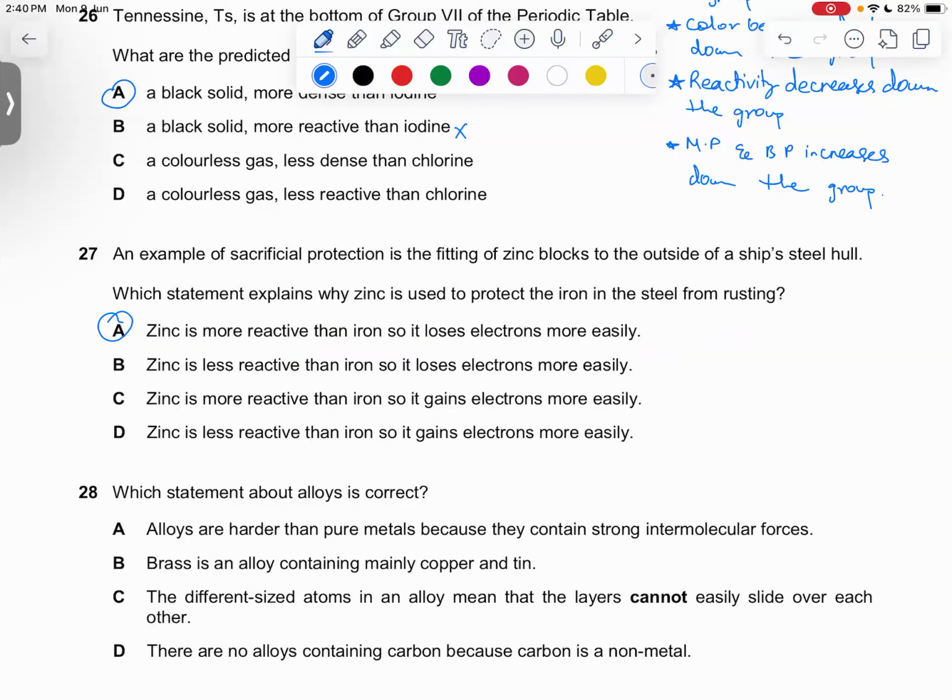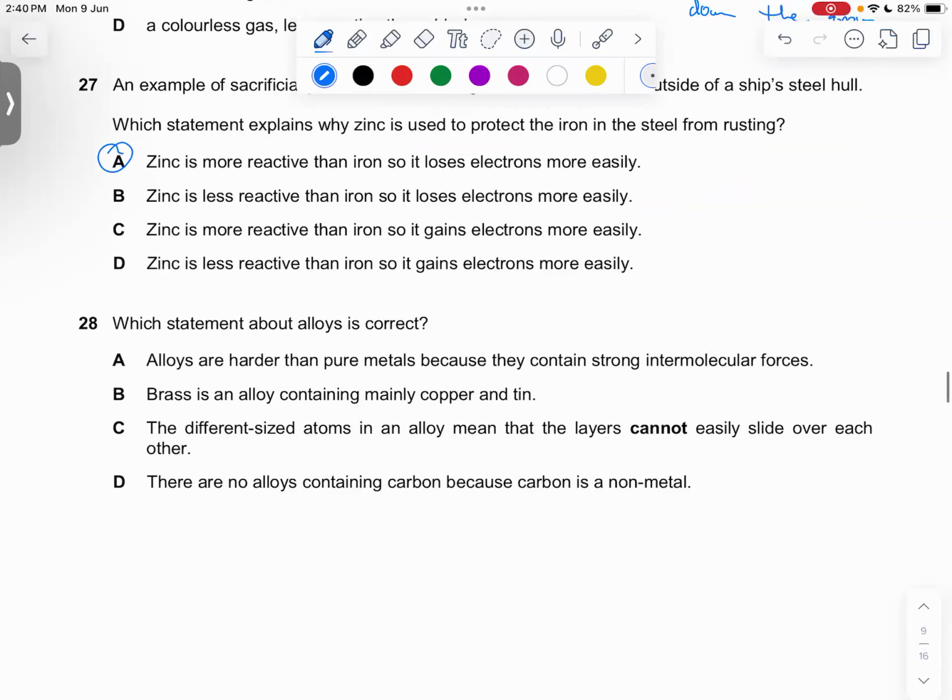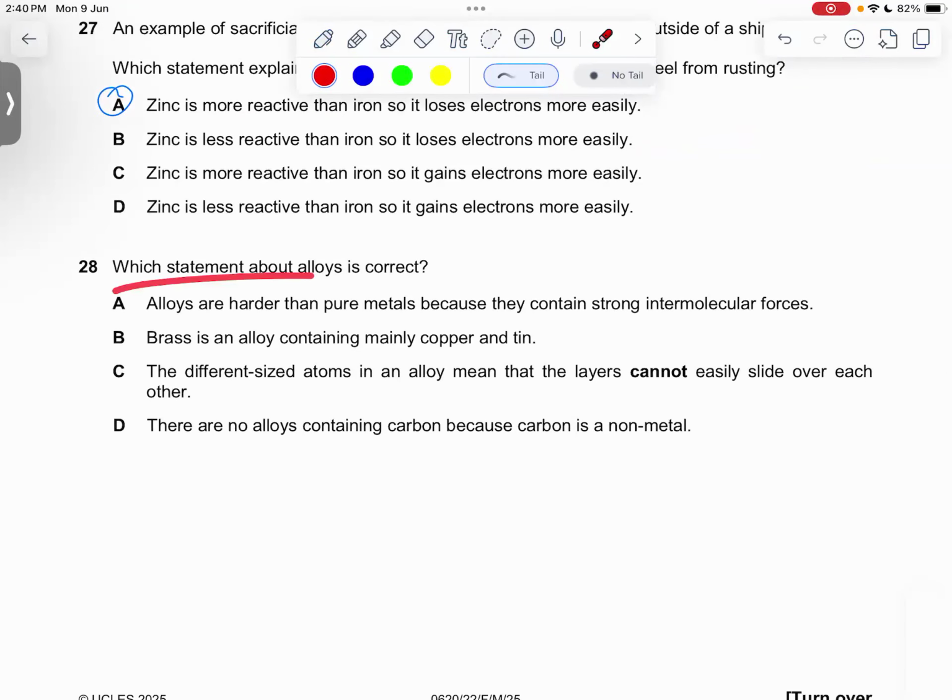Okay. So this should be A as well. We do not have to look at any other option because this is 100% correct. Which statement about alloys is correct? Alloys are harder than pure metals because they contain strong intermolecular forces. Well, we can keep it aside for now. Intermolecular forces is not something I like to use with alloys.